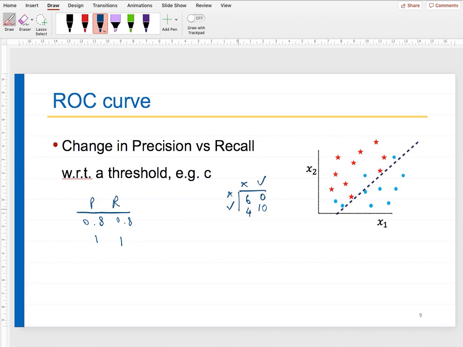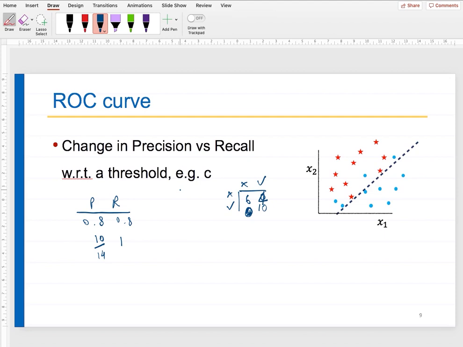Recall is one. I made a mistake. I'm sorry. Yes, now it is correct. 10 upon 14. Right?